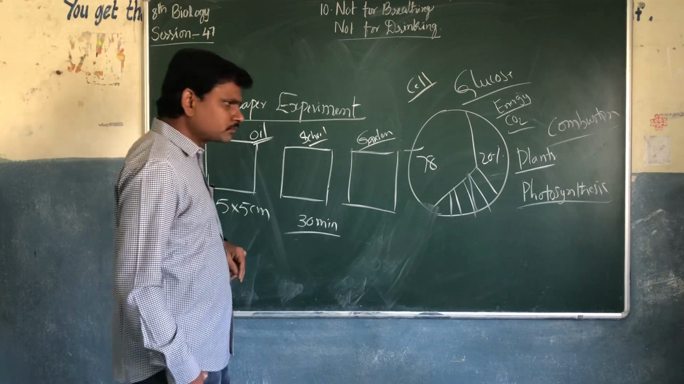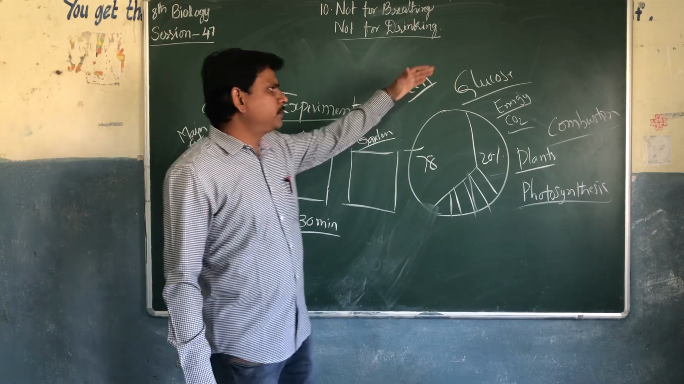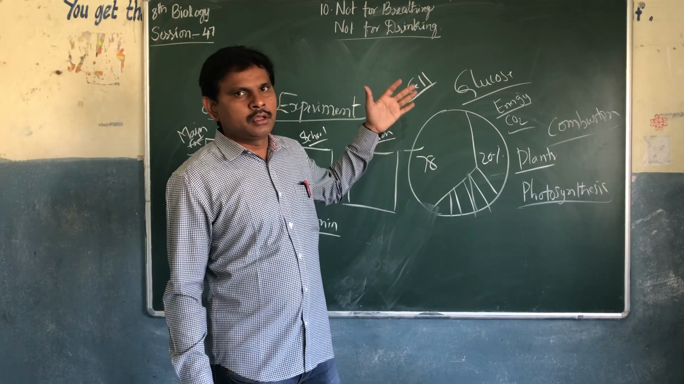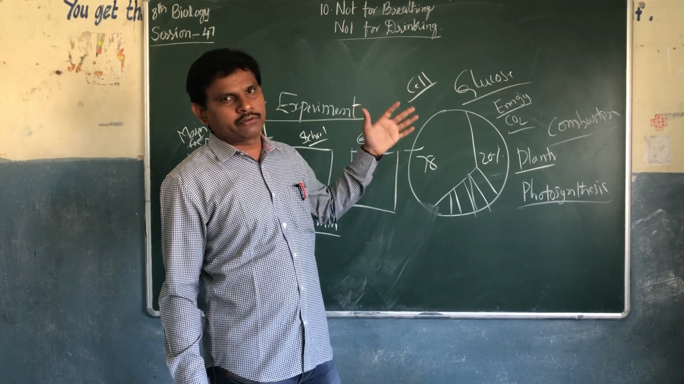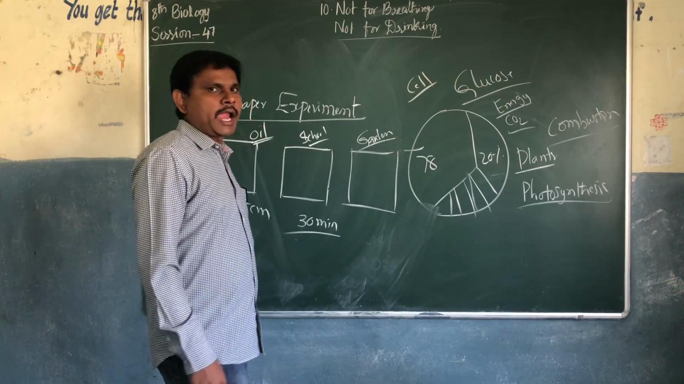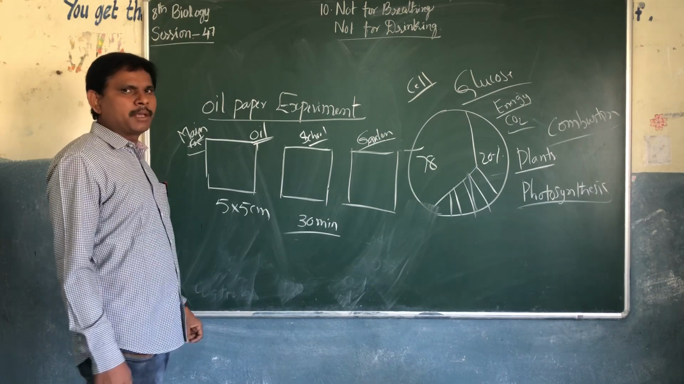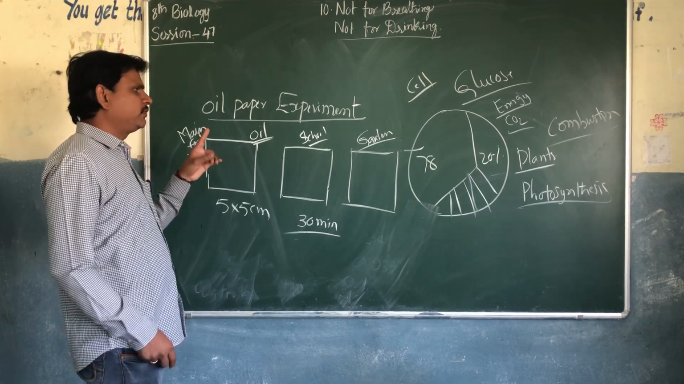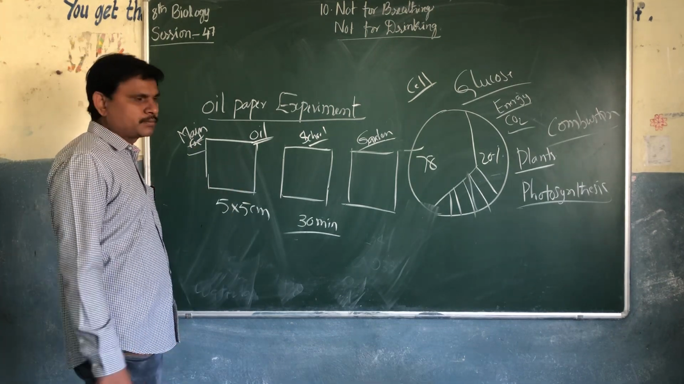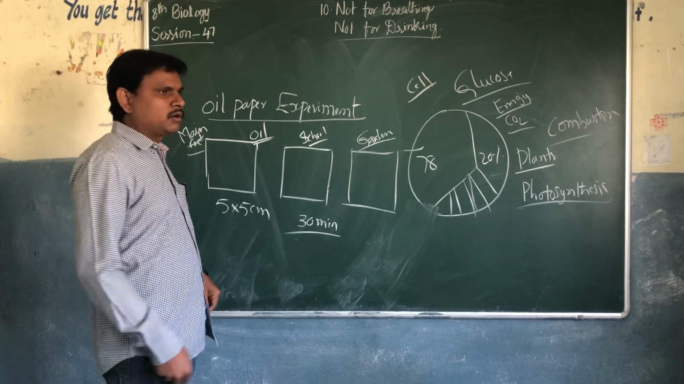Okay, today's homework: you have to write the components, symbols and volumes of air, like nitrogen, oxygen, carbon dioxide, argon, water vapor and other traces. The second one is this activity, the oil paper experiment. Take three same-size squares of paper, 5 by 5 centimeters. Put them in oil, hang them in different places, and observe and write your opinion.